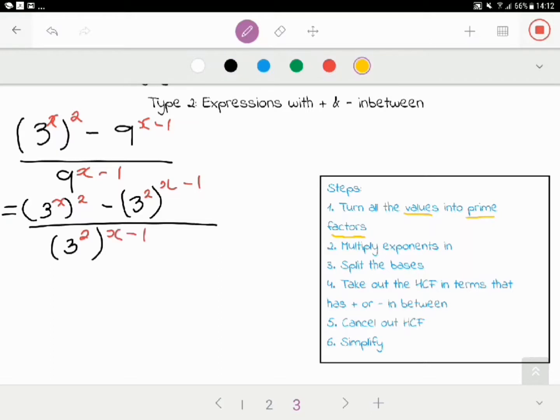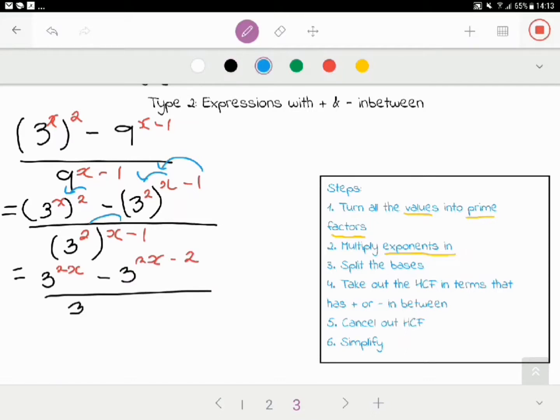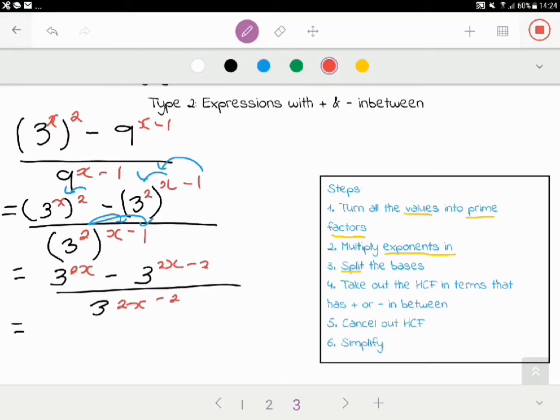Our second step is then to multiply the exponents in, just like the previous question. So it becomes the 2 and the x multiply, so it becomes 3 to the power of 2x minus, and then we multiply the 2 with the x and the negative 1, and therefore it becomes 3 to the power of 2x minus 2. And then at the bottom, we also multiply it in, and it becomes 3 to the power of 2x minus 2.